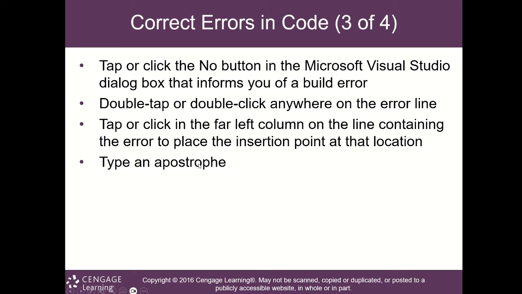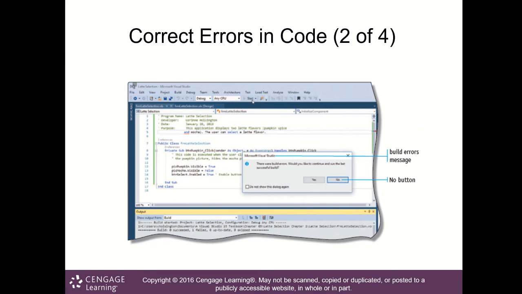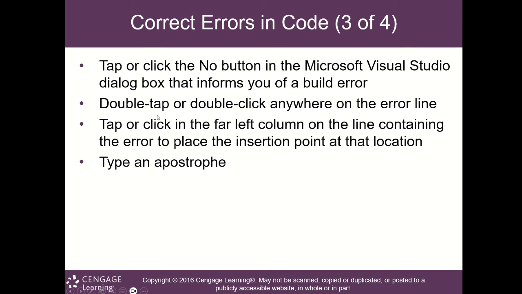So in order to correct the errors, you need to tap the No button in the Microsoft Visual Studio dialog box. You know this dialog box I'm talking about. Here you must say no. I mean, you cannot build code with an existing error, right? So you have to press no. Then you need to double tap or double click anywhere on the error line. That will point you to the line of code where your error is actually happening.